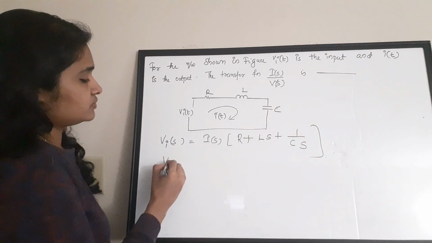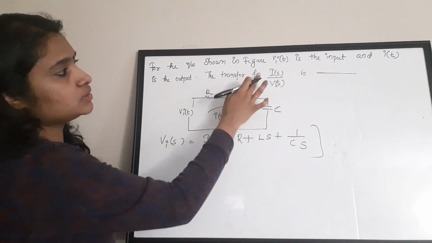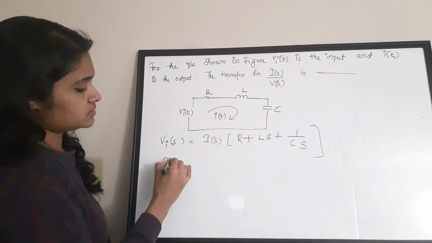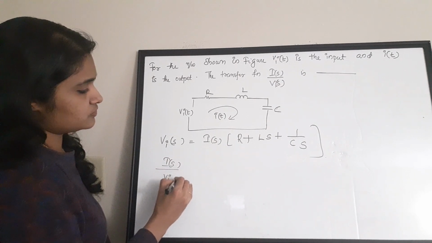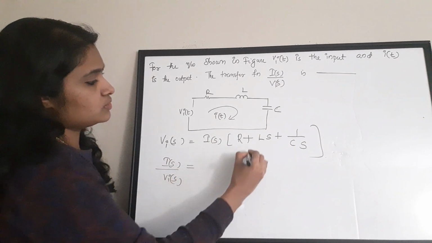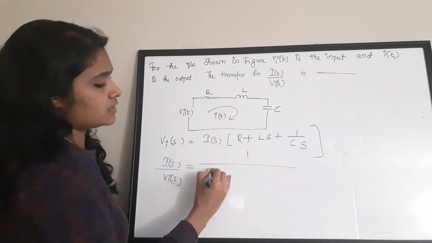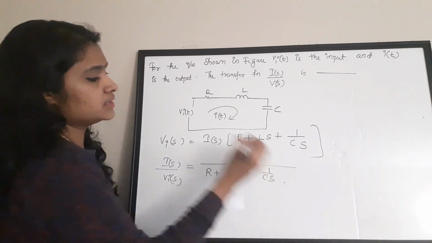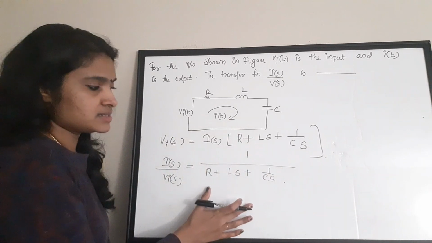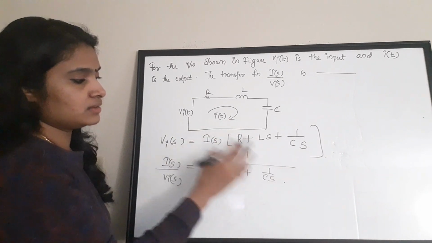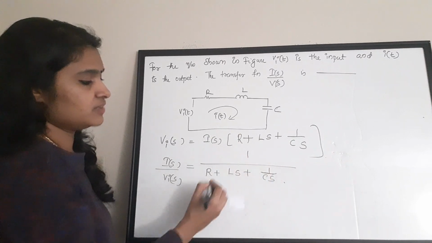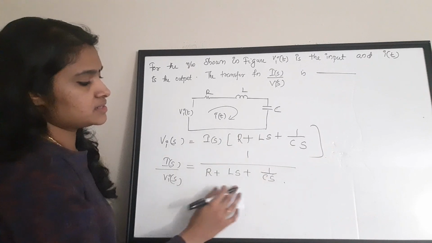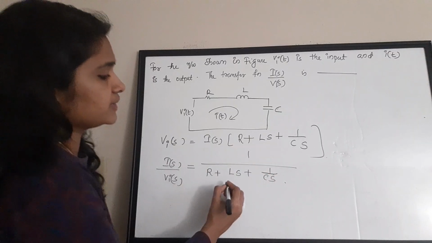So, you need to find I of s by V of s. So, I of s by Vi of s is equal to 1 by R plus Ls plus 1 by Cs. This is actually the answer, but you can rearrange and write in a more simplified way. Take this Cs, cross multiply and take it as common. So, I am going to simplify it.